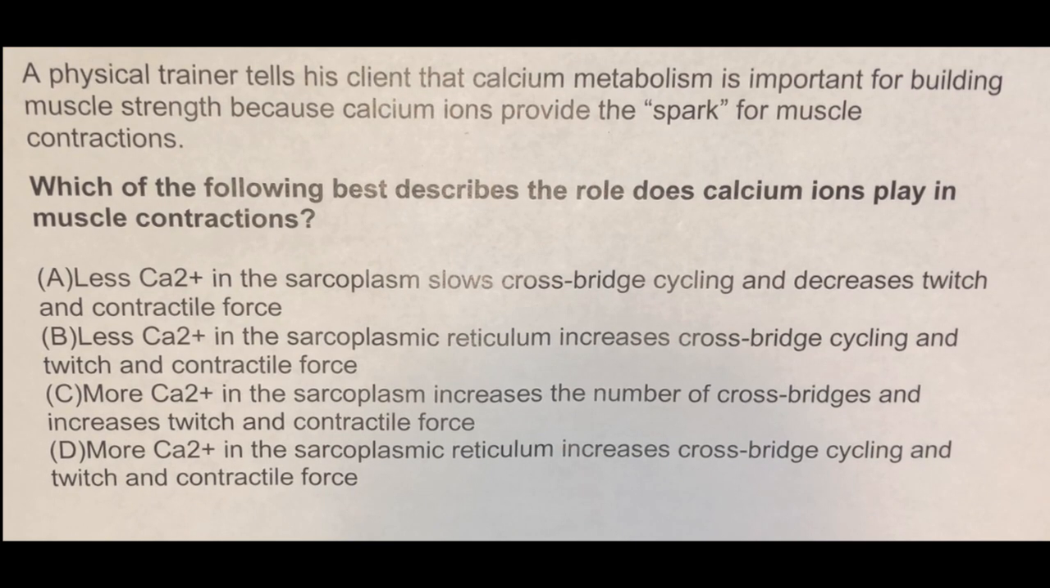A physical trainer tells his client that calcium metabolism is important for building muscle strength because calcium ions provide the spark for muscle contractions. Which of the following best describes the role calcium ions play in muscle contractions?